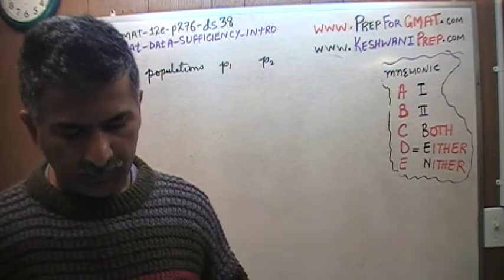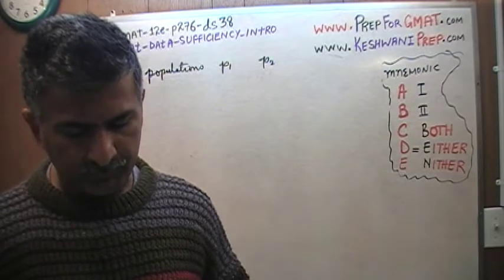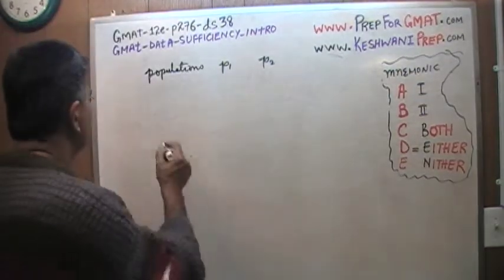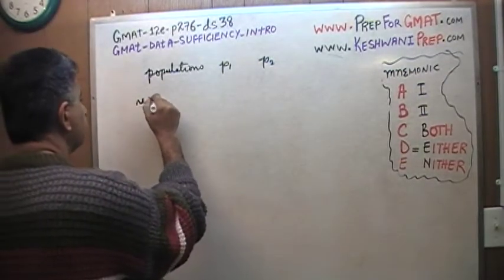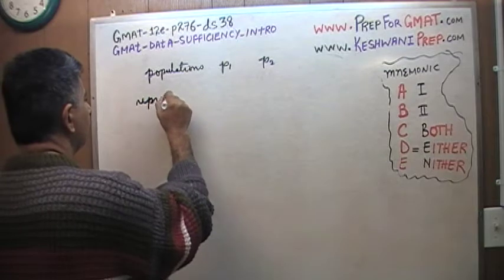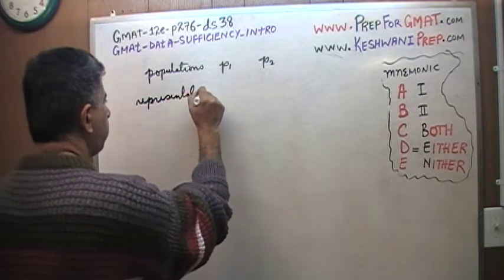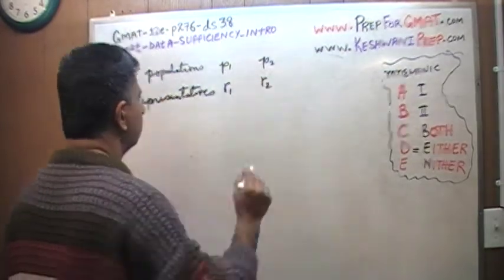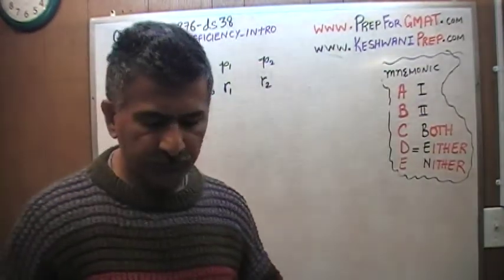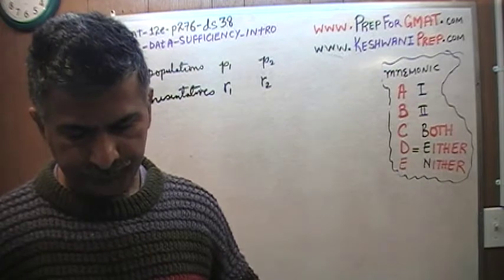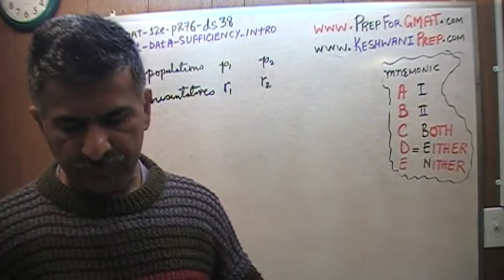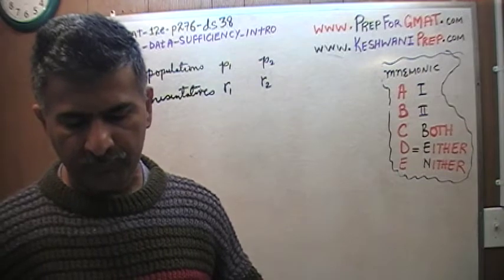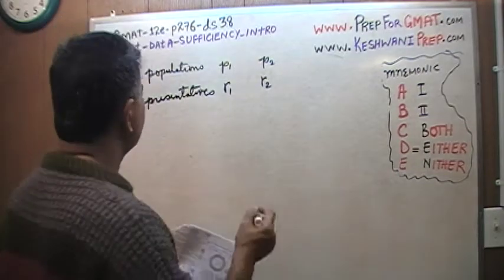And R1 and R2 are the number of representatives of district 1 and district 2. So, alright, their population as it says there. And R1 and R2 are representatives of district 1 and district 2. The question simply is: the ratio of population to the number of representatives is greater for which of the two districts? So they want us to find this ratio.